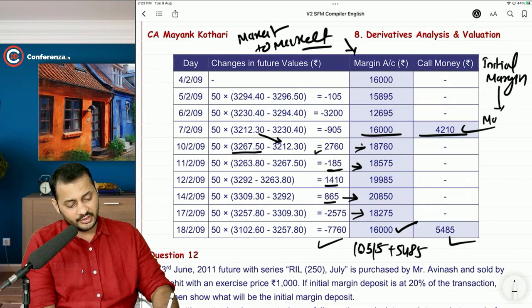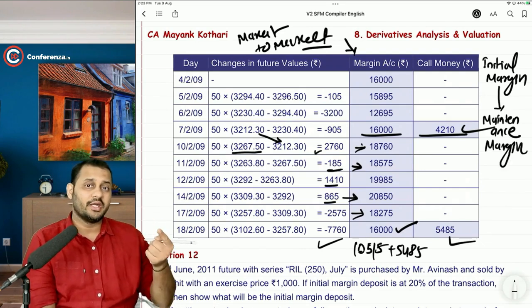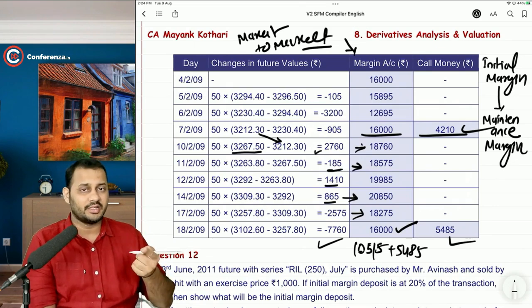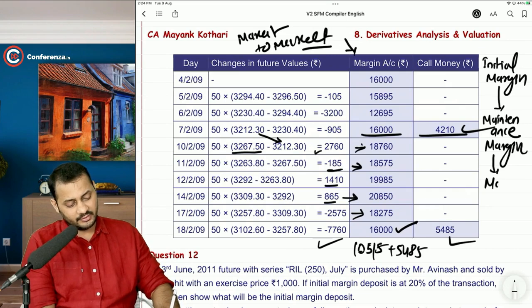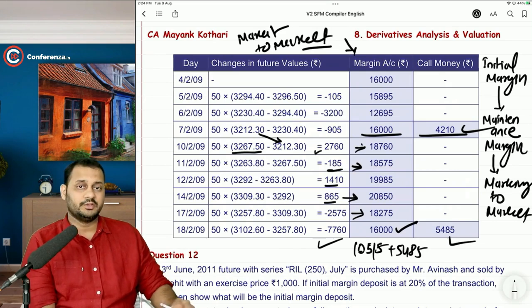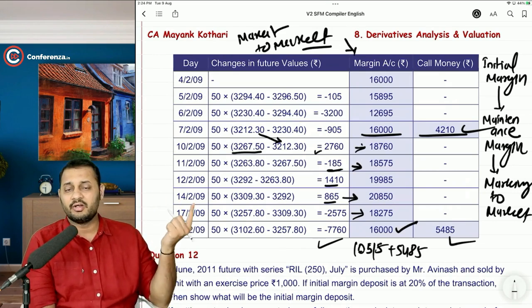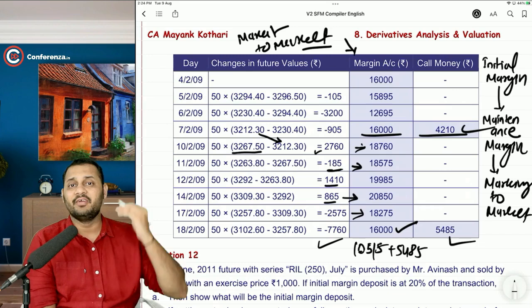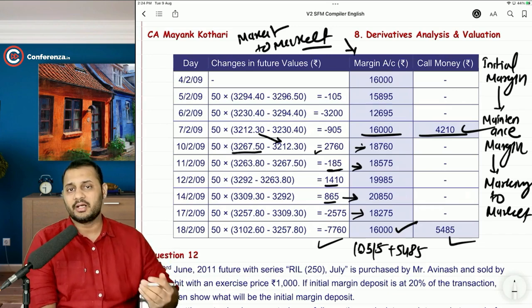But this margin is also kept to a certain level, below which the exchange will not allow you to trade. So that will ultimately result in you getting a call to deposit more money in your margin account to bring it back to the initial margin level. That is called the maintenance margin, below which you will start getting a call. Apart from this, this entire process is called marking to market. It basically means every day your contract is being settled at the closing price of that day. So we are marking your contract at the market price every day. That is called marking to market.